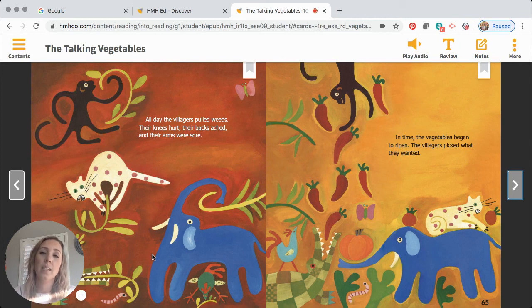Yeah, they work together, right? They even said they work really hard, right? We could describe them as being hardworking characters. They work together. They work really, really hard. They work so hard that their knees started to hurt. Their backs were aching, right? Their bodies and their arms were really sore. And because they put in all that hard work, they were able to eat and pick those vegetables that they worked together to grow, right? Excellent. Okay, let's keep reading.